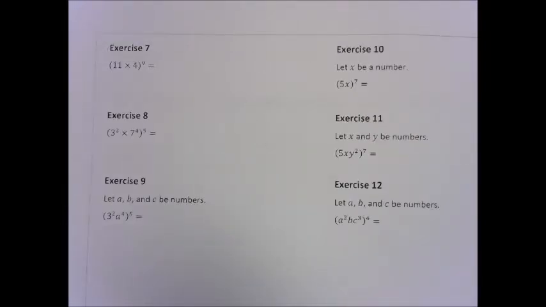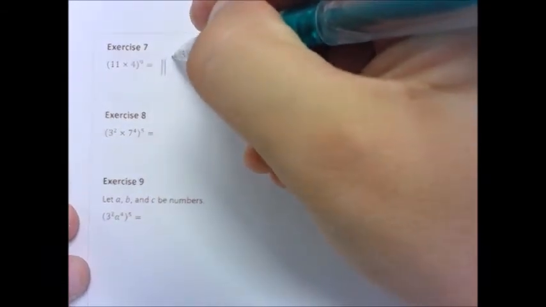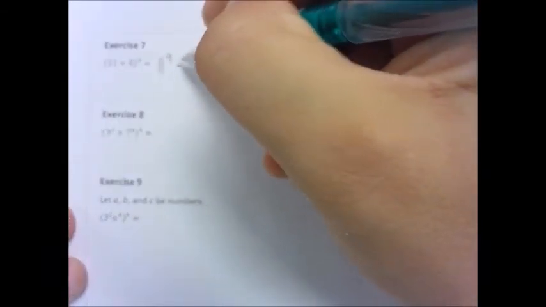Now still on page 12 of your binder, we're going to take a look at exercise 7. 11 times 4, the quantity of 11 times 4, all raised to the 9th power. So what's another way that we can write that? Well, based on the rule that we just looked at the top of the page, we can write this as 11 to the 9th power times 4 to the 9th power. Simple as that.